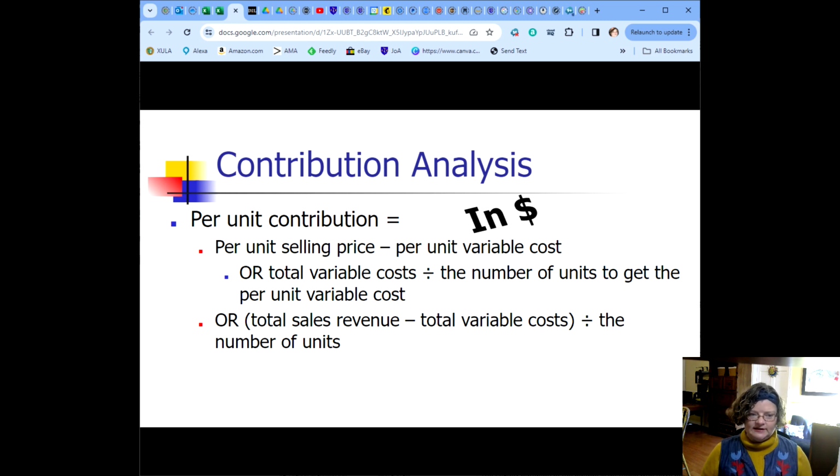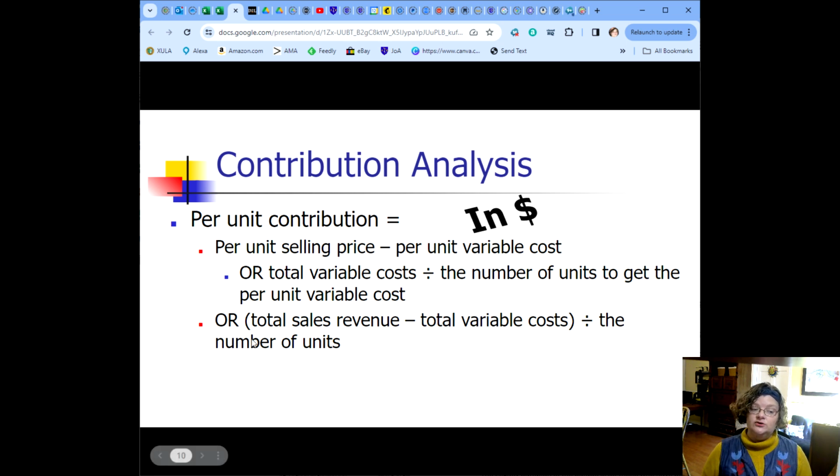You take your per unit selling price minus your per unit variable cost, and that gives you your per unit contribution, aka the dollars that you're making per item that you sell. Sometimes your variable costs are not neatly organized by unit. For example, you might have to take the total amount you spent on fabric and divide it by the number of shirts in order to get the estimate of the cost of fabric per shirt, because when you bought it from the store, you just bought bolts of fabric, right? So you can take your total variable cost divided by your number of units and get the per unit variable cost from there, and then you can use that in this equation in order to get your per unit contribution.